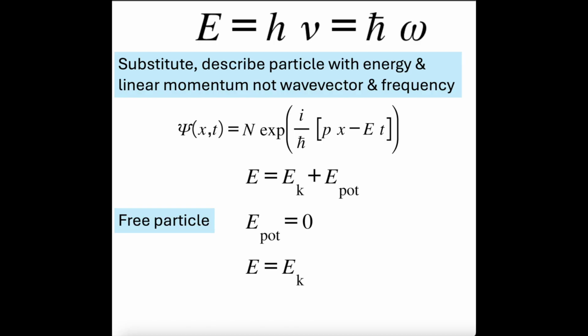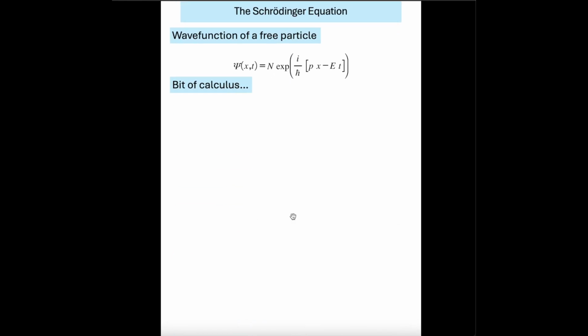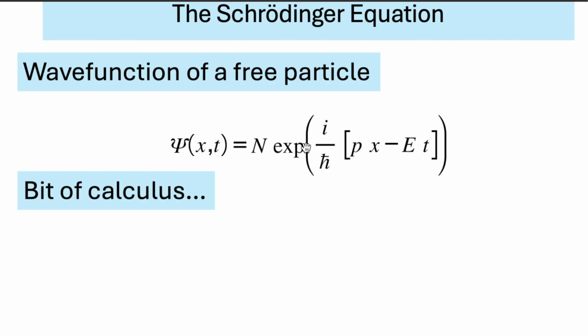Remember, as always, for all systems, the total energy is kinetic energy plus the potential energy. But right now we have a free particle, so the potential energy is equal to 0. Therefore, the total energy is just the kinetic energy. So we've got a way to express the wave function of the system.